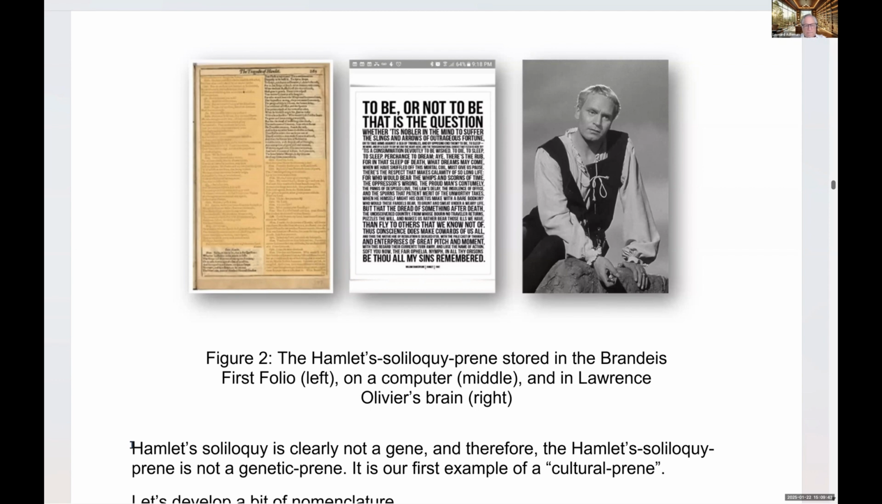By the way, by being stored in a computer, it's what was called a tureen, the thing stored in a computer. And by being stored in Olivier's brain, it's what we call a meme. So it can be stored various ways. Hamlet's soliloquy is clearly not a gene, and therefore, the Hamlet soliloquy preen is not a genetic preen. It is our first example of a cultural preen.